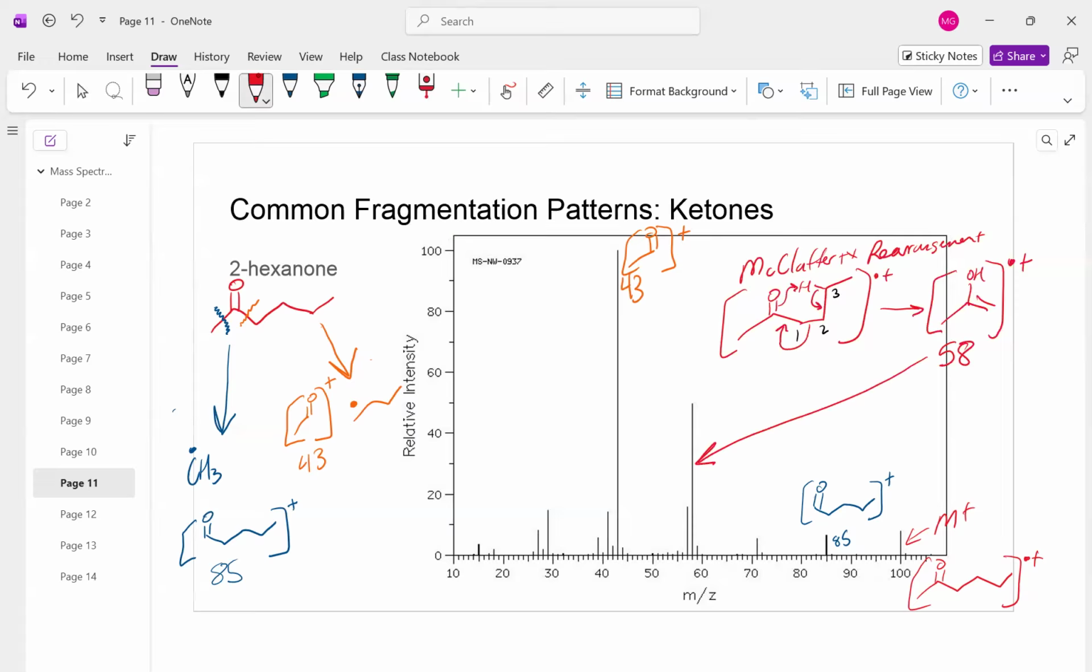So those are the two main types of fragmentation patterns I want you to know for aldehydes and ketones. You'll do an alpha cleavage around the carbonyl, so getting a cation on either side is possible. And then the other major one that you should know is the McLafferty rearrangement.